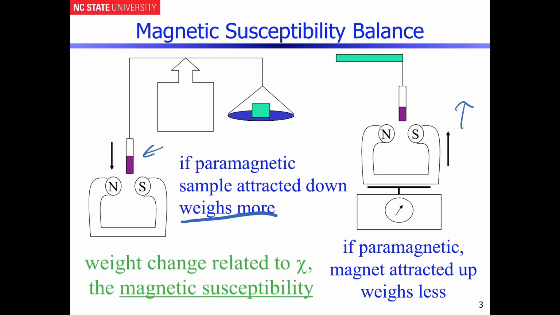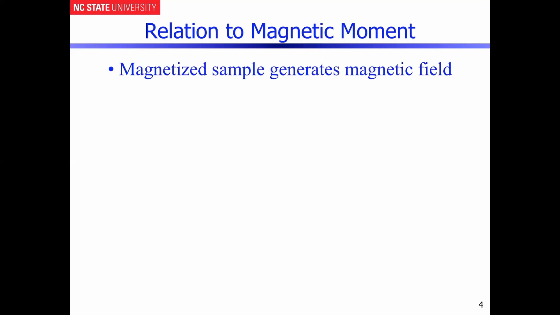And then that weight change, of course, is related to chi. Chi is actually known as the magnetic susceptibility. So that magnetic susceptibility is going to be related specifically to the magnetic moment of the electrons that are present in the sample.